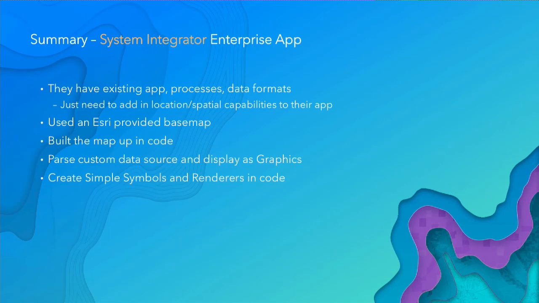Okay, so just to summarize, that was the system integrator enterprise app workflow. So in this case, a very simple app, but you can imagine an already existing app that had the different processes and workflows. Maybe you have some UDP port opened up and you have data streaming in, coming in some custom proprietary format. And you read those in, display them as graphics, create symbols and renderers in code. In this case, you use an Esri provided base map just in code.